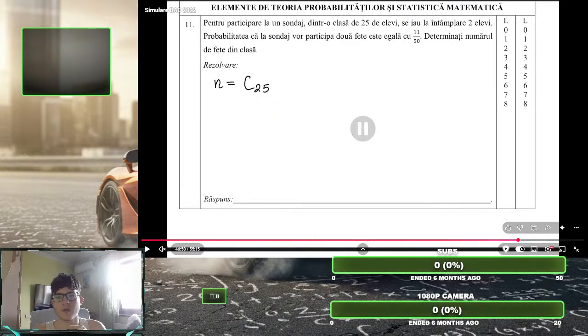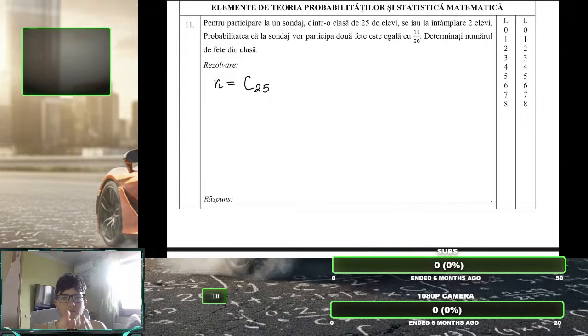Now this is what I'm talking about. Probability. Okay, so there's a survey, and there are 25 pupils in a class. 2 are taken for the survey, and the probability that 2 girls will participate is 11 divided by 50. Determine the number of girls in the class.